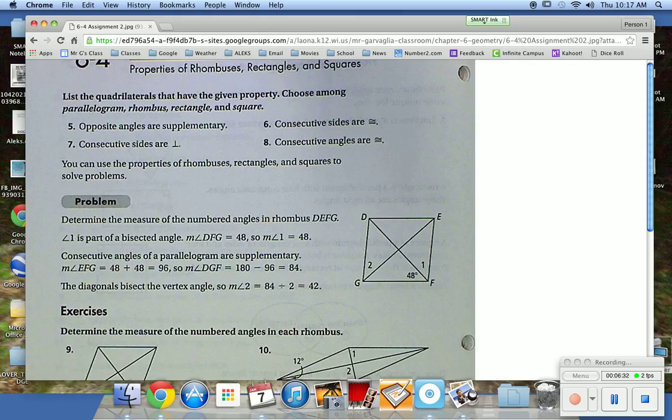List the quadrilaterals that have the given property. Choose among parallelogram, rhombus, rectangle, or square. Opposite angles are supplementary. Which one of these can you say? Can you say opposite angles are supplementary? And you have to figure that out for each one of these. Okay? So, I mean, there could be multiple. Parallelogram, it could be rectangle and square, and there could be multiples for each one of those.